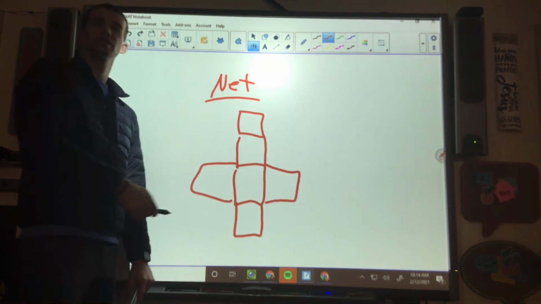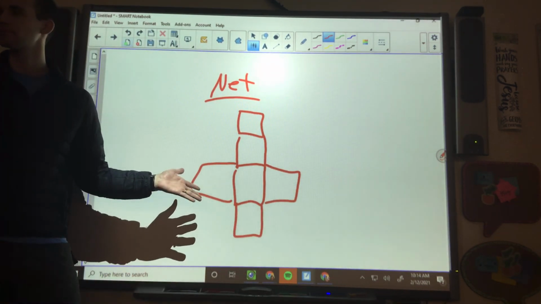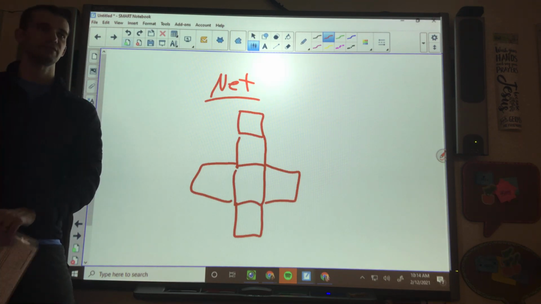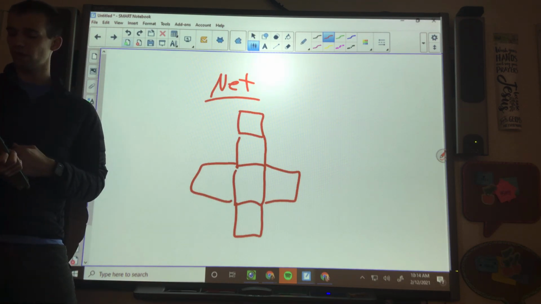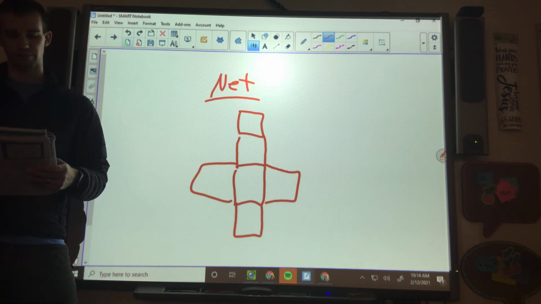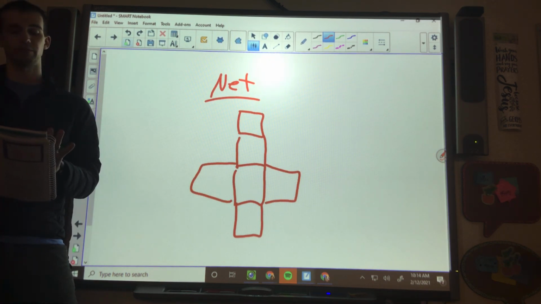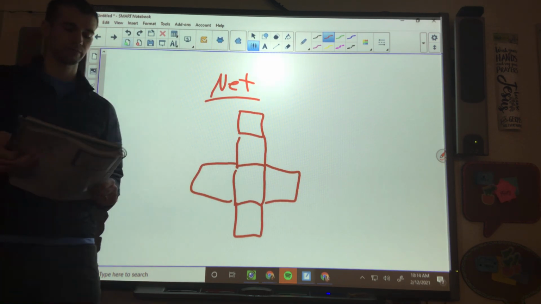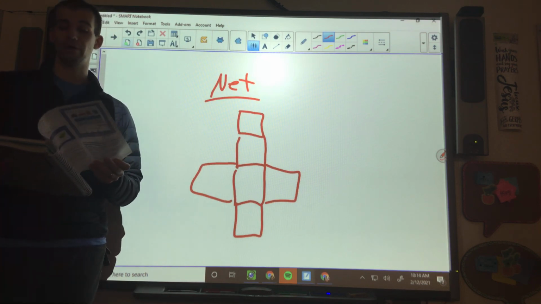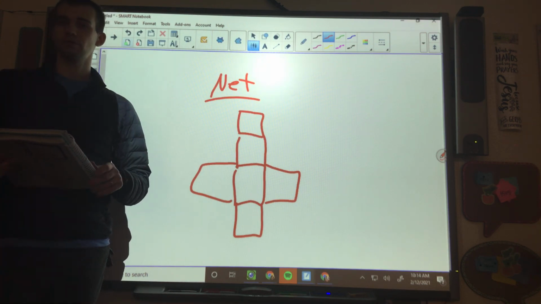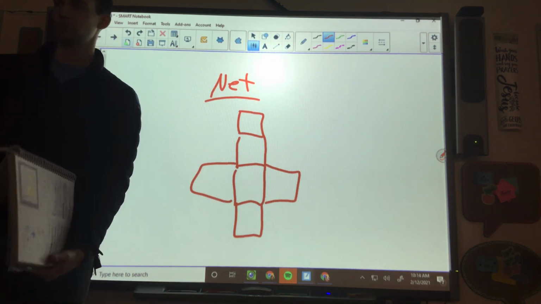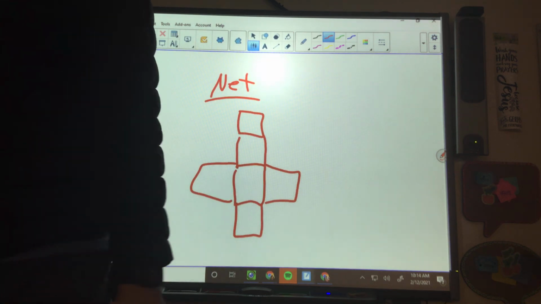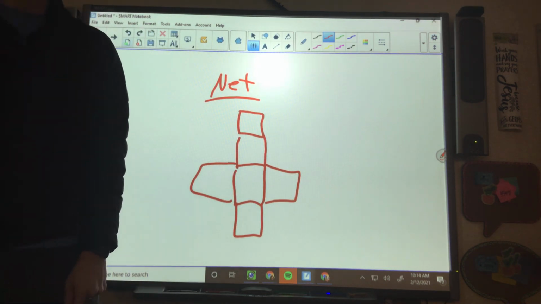I have. This is a net for what type of object? A box, and yes, a cube specifically. So that shows you what goes around it. Guided practice 7 on page 242. What's that a net for? A rectangular prism. Not rectangular. A cube. Yep. A triangle pyramid. Yes, a triangle pyramid. Oh, I was looking at number 8.